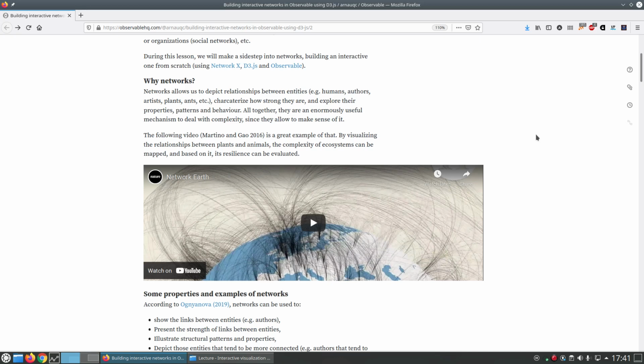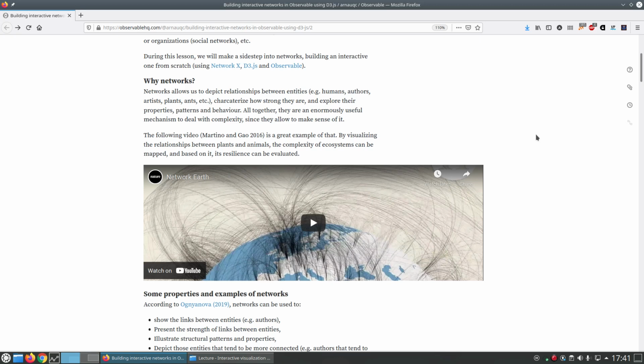So we can be talking about relationships between different entities, and these entities can be humans, authors, artists, plants, ants, proteins, anything. The thing is that we have all these entities, and any relationship that can exist between these entities can be mapped in a network. And when doing that, we are creating a way that allows us to map all these relationships and to understand the complexity behind this specific system or community that we are mapping.